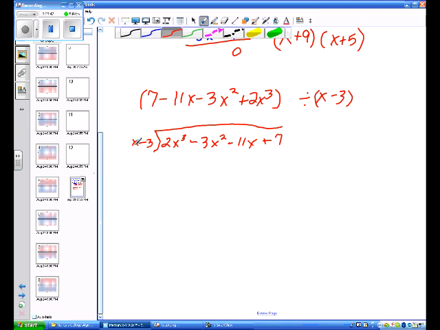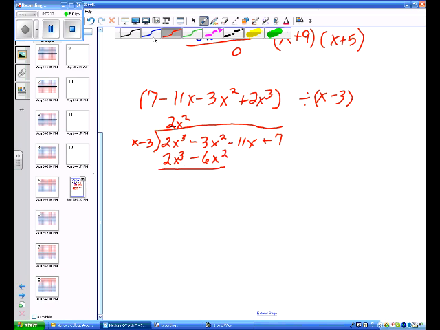Okay, now we're going to divide. I like to ask it as what times? X times what is 2x cubed? Well, times 2x squared. If you don't like that, then you can say 2x cubed divided by x would be 2x squared. Then we're going to multiply. So 2x squared times x is 2x cubed. 2x squared times negative 3 is negative 6x squared.